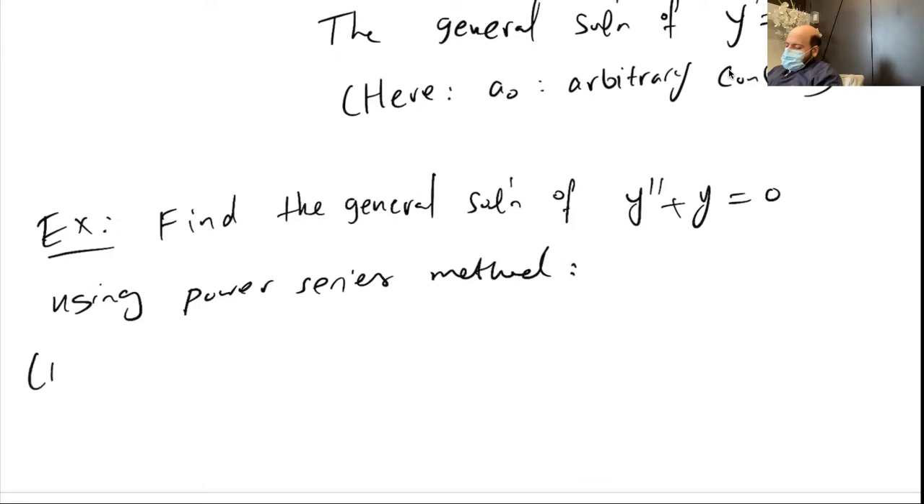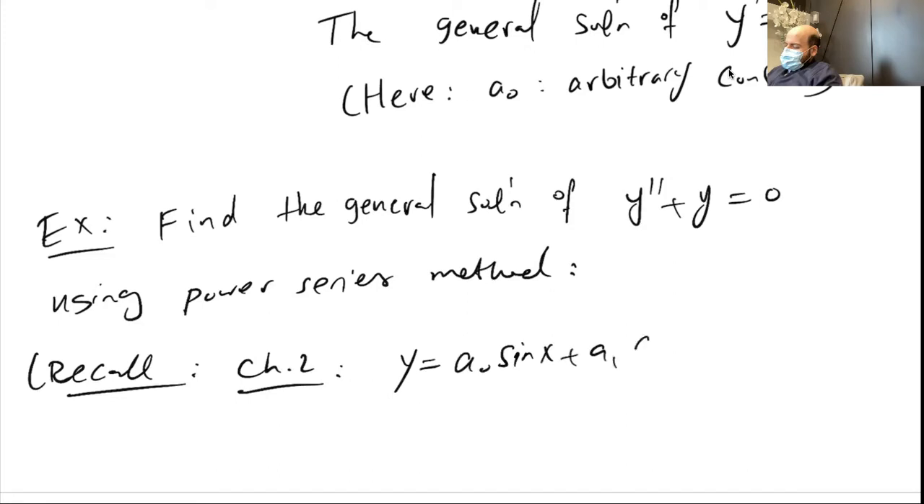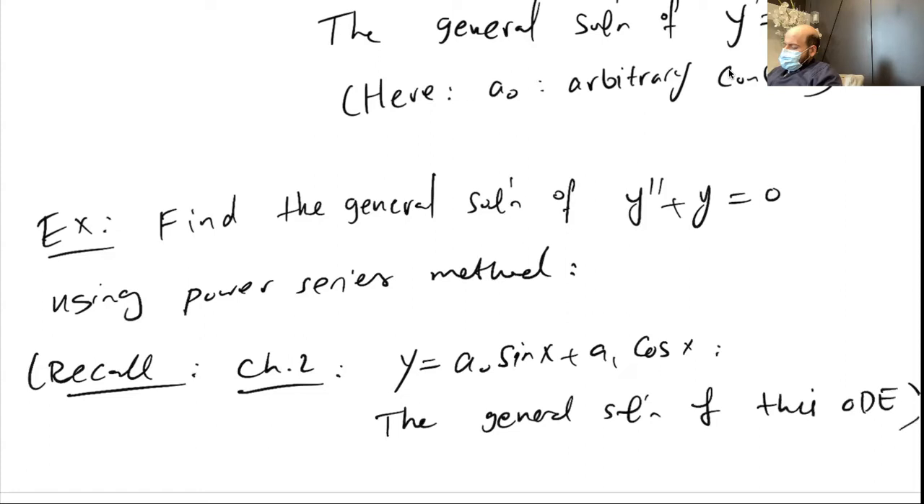So again, I can give you a recall that from chapter 2, the general solution, we wrote it as y equals a0 sine x plus a1 cos x. So this was the general solution of this ODE. Now we want to verify that this is the general solution for this ODE, this time using power series method.